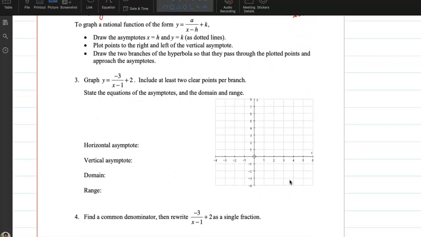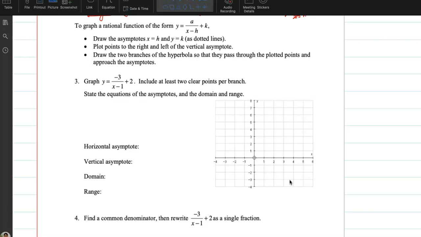To draw a rational function of the form y = a/(x - h) + k, first draw the asymptotes x = h and y = k as dotted lines. Then plot points to the left and right of the vertical asymptote. There are two branches of the hyperbola that pass through the plotted points and approach the asymptotes. Include two clear points per branch, so 4 points. Then state the equation of the asymptotes.